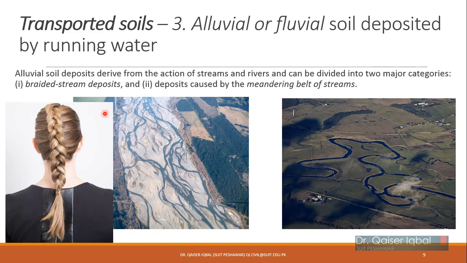Okay, alluvial deposits are derived from the action of streams and rivers and can be divided into two major categories: braided stream deposits and deposits caused by the meandering belt of streams, or rivers. So first, braided stream deposits. You see there is a similarity over here.